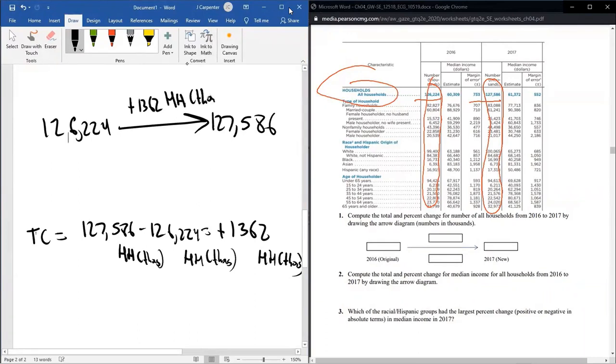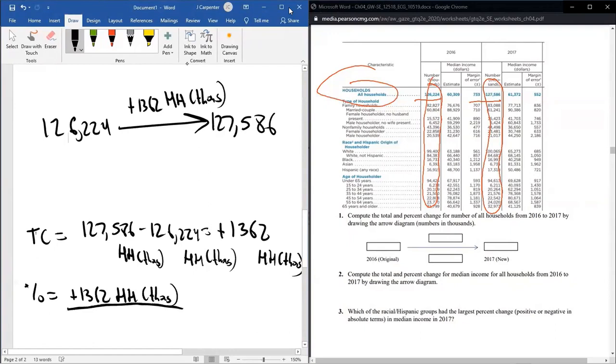households in thousands. There was an increase of 1,362,000 households, aka 1,362,000 households over 1 year. The percent change, so is that a lot or a little? Let's think about this relative to how many we previously had. So we take the total change and divide it by the original. The total change being that plus 1362 households in thousands.